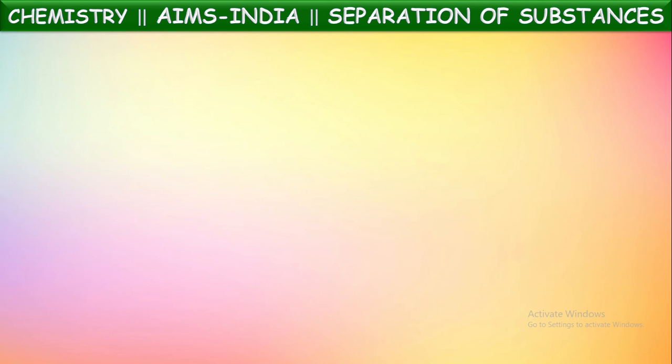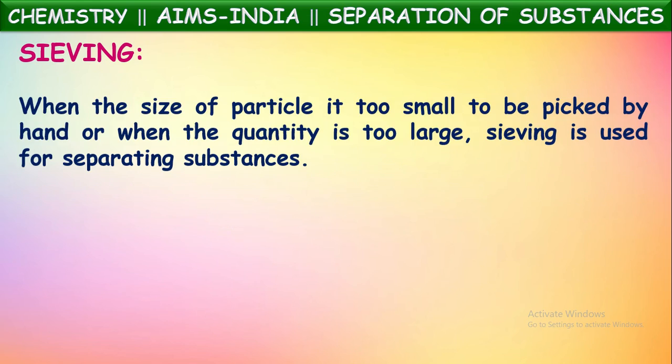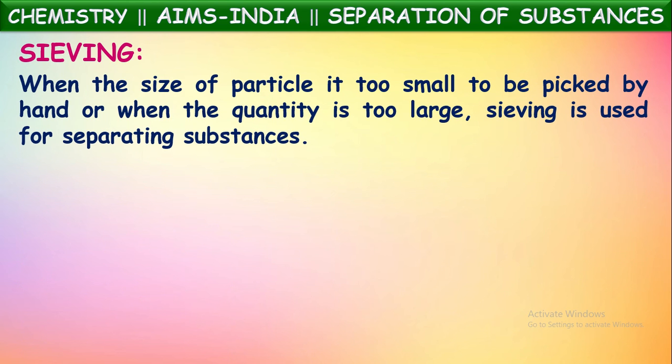Okay. Next, one more method, sieving. When the size of the particles is too small to be picked up by hand, or when the quantity is too large, sieving is used for separating substances. So actually in hand picking method, what we told, if the quantity of the unwanted material is small, then we can prefer that hand picking method. Slowly we can remove all those unwanted particles by hand picking. Okay, so there will be slight difference in their size or color, some other physical property.